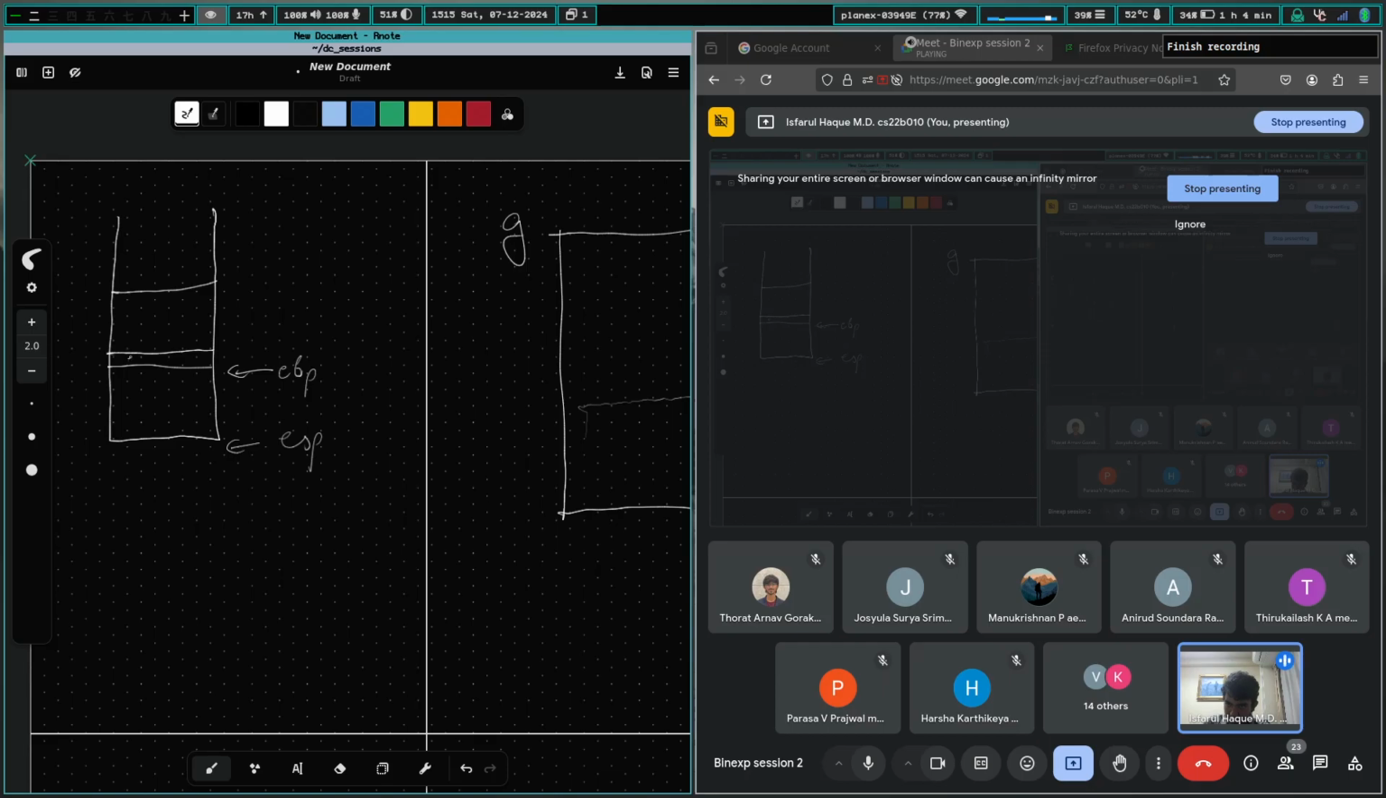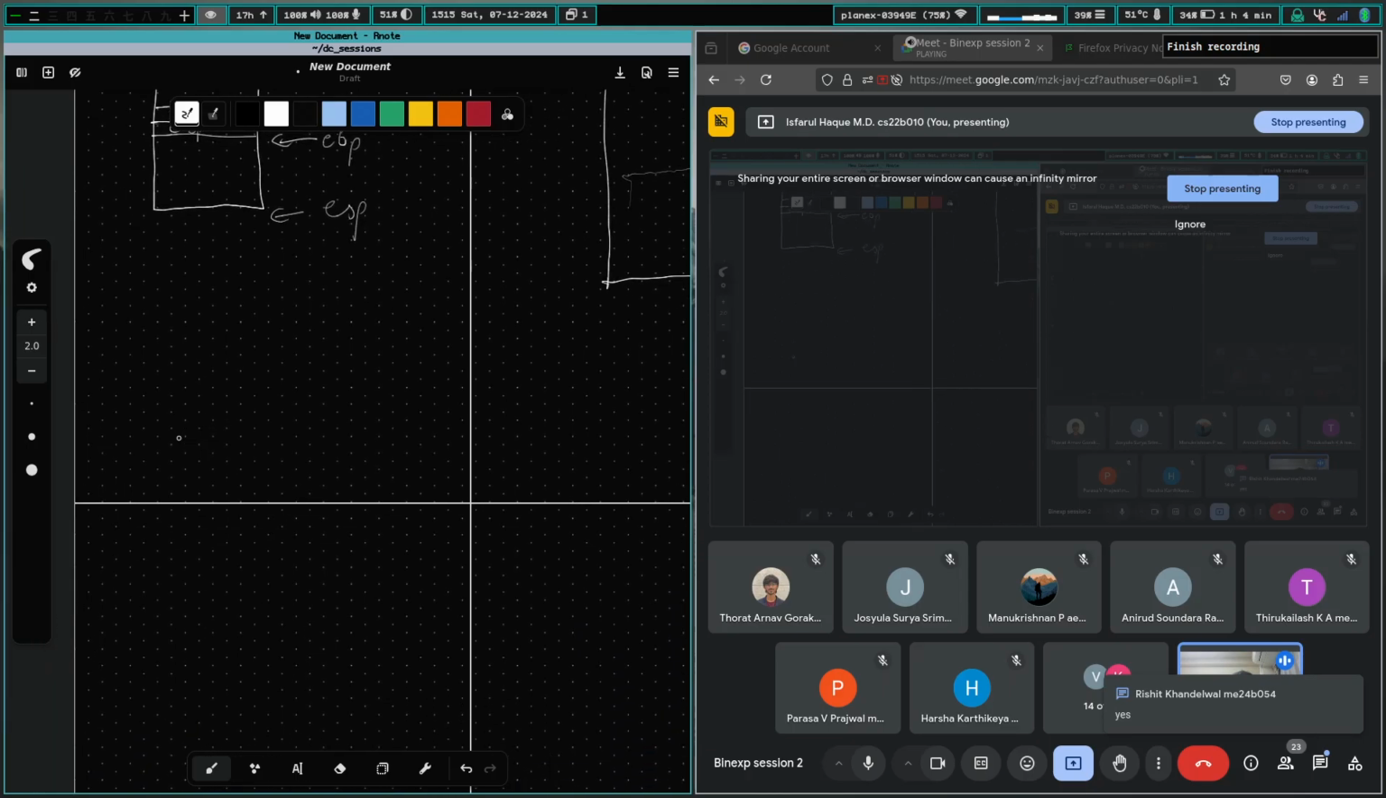So this would be the EBP of the previous one, basically this value, and above that would be the EIP of the old one. This much is clear to everyone, right? Cool. So now we move on to how arguments are stored.